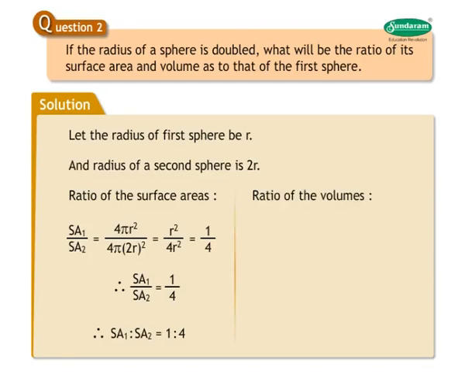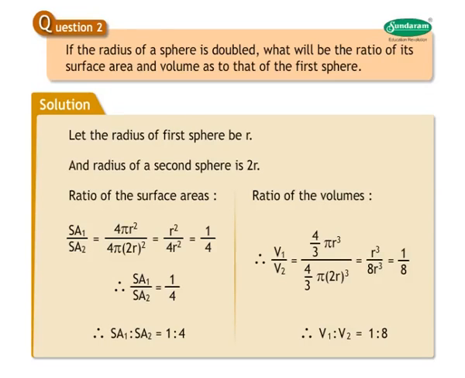Ratio of the volumes is V1 upon V2 is equal to 4 upon 3 pi r cube upon 4 upon 3 pi into 2r cube is equal to r cube upon 8r cube is equal to 1 upon 8. Therefore, ratio of the volume is 1:8.